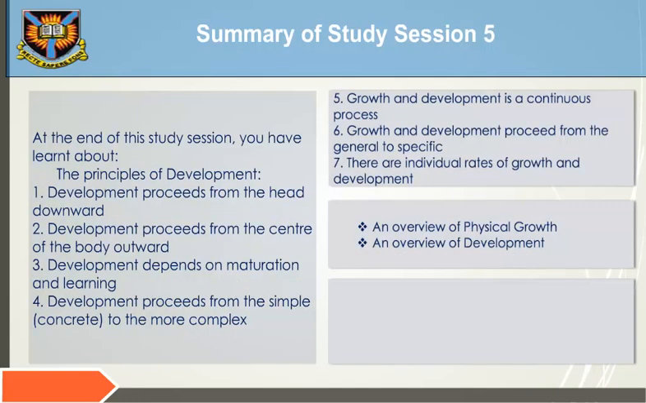Summary of study section 5. At the end of this study section, you have learned about the principles of development. 1. Development proceeds from the head downward. 2. Development proceeds from the center of the body outward. 3. Development depends on maturation and learning. 4. Development proceeds from the simple concrete to the more complex. 5. Growth and development is a continuous process. 6. Growth and development proceed from the general to specific. 7. There are individual rates of growth and development.